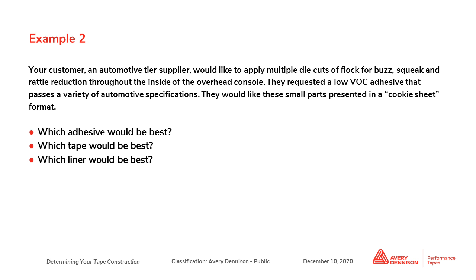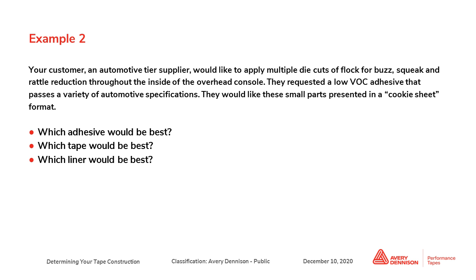Okay, example 2. Your customer, an automotive tier supplier, would like to apply multiple die cuts of flock for buzz, squeak, and rattle reduction throughout the inside of the overhead console. They requested a low VOC acrylic that passes a variety of automotive specifications. They would like these small parts presented in a cookie sheet format. So this is kind of a three-part question here that's kind of summarizing a lot of the steps within the core series. Which adhesive would be best, which tape would be best, and then which liner would be best.